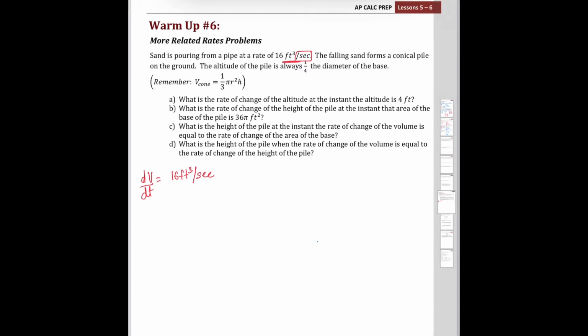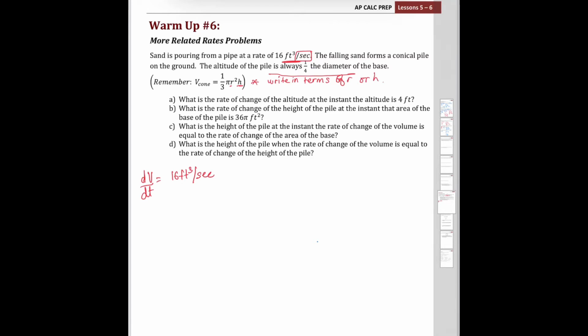The falling sand forms a conical pile on the ground. So a cone is being formed. The altitude of the pile is always 1/4 the diameter of the base. So these questions always will have some kind of relationship going on, because if you look at the formula, there are two variables. And if we take the derivative, we'll have actually 5 unknowns, right? Out of the 5, we must know 4 of them. But for the most part, we are not always given the 4 unknowns. So you will be doing some kind of substituting, writing in terms of either R or H, depending on the question.